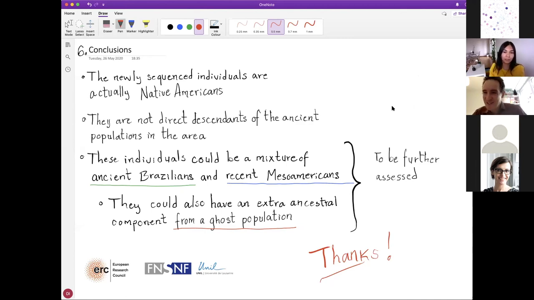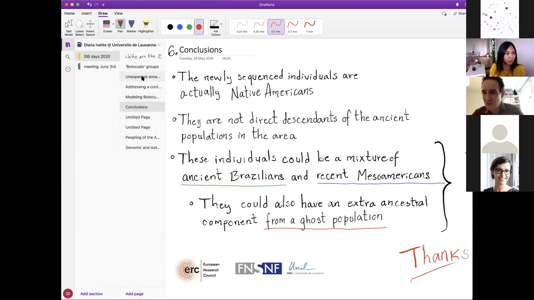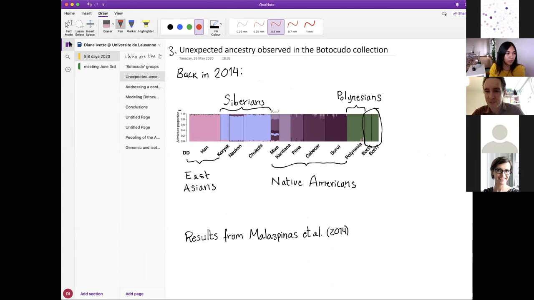Yeah. What about these two Botocudo individuals from the 2014 study? Why were they assigned as 100% Polynesian?